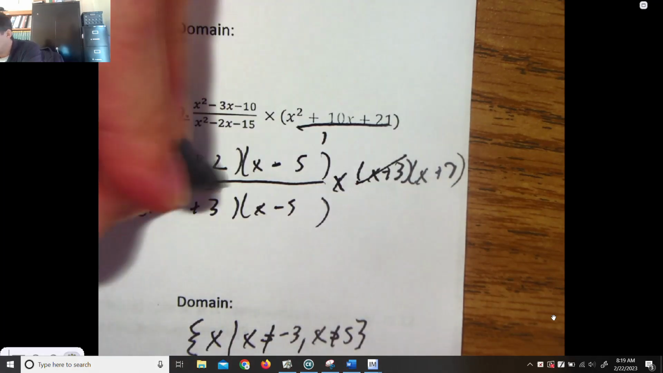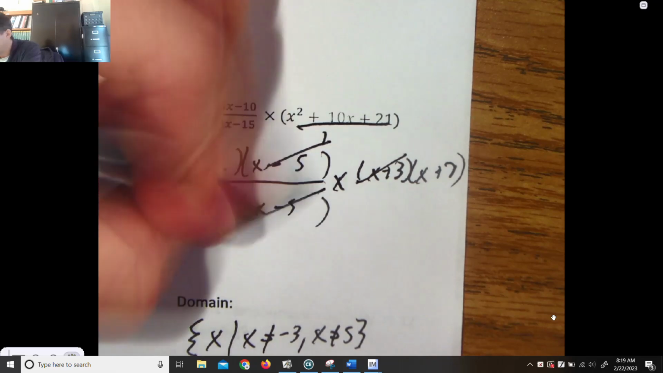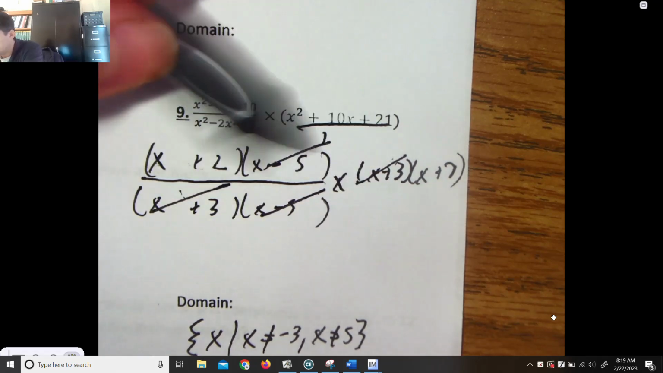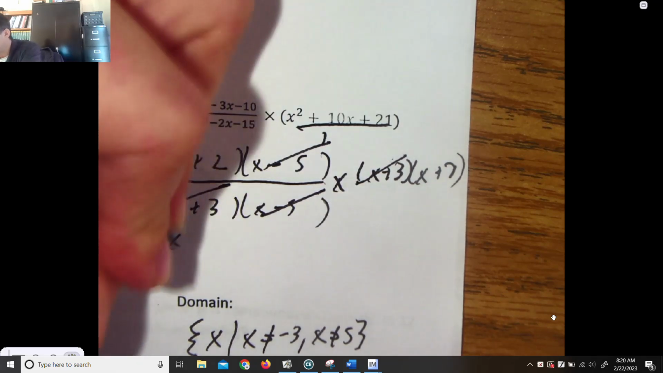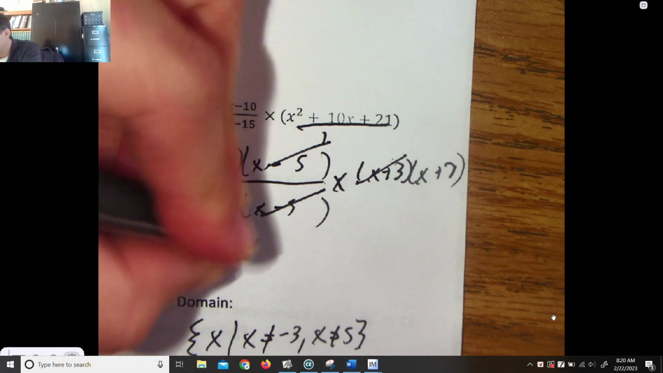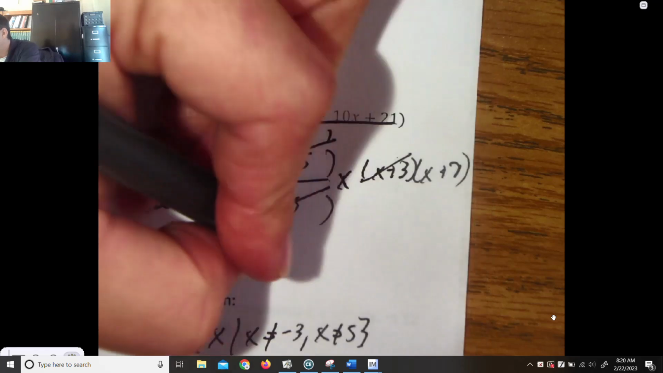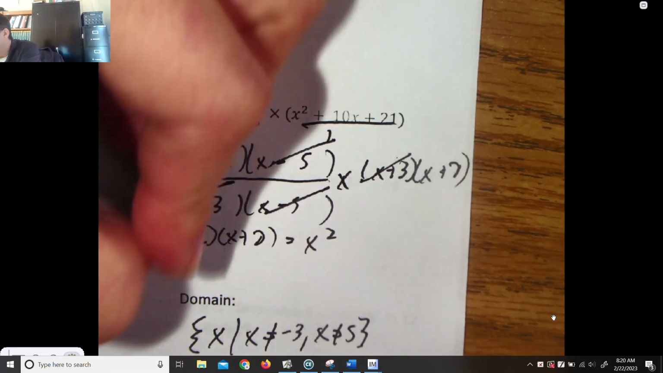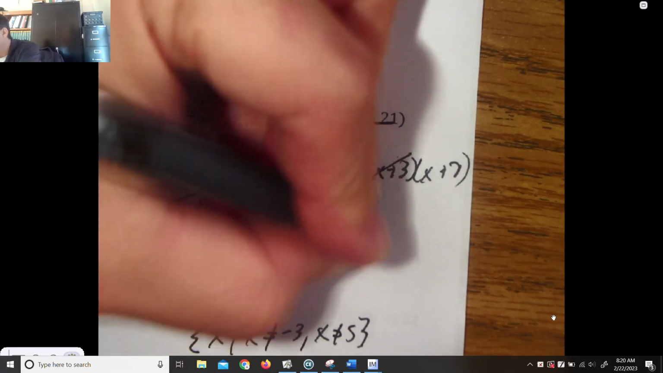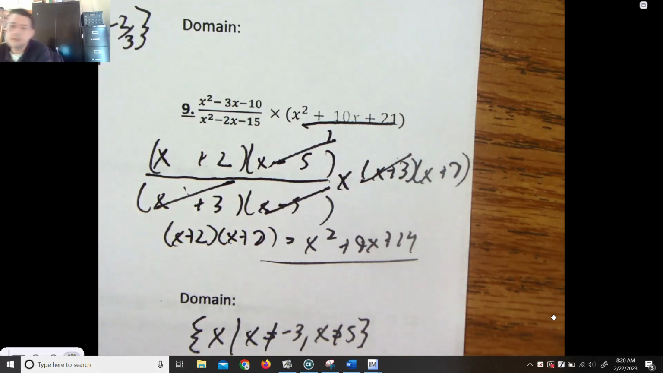You have to look at domain before you cancel things out. The plus 3 is canceled, the minus 5 is canceled, and I'm left with x plus 2 times x plus 7. And I may as well do the double distributive property on that. X squared plus 9x plus 14 is the simplified result.